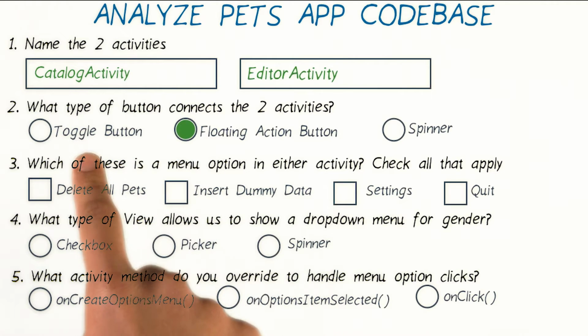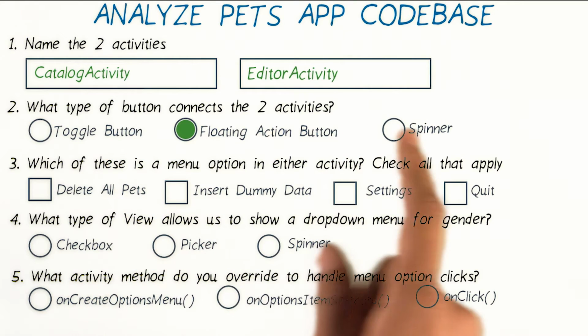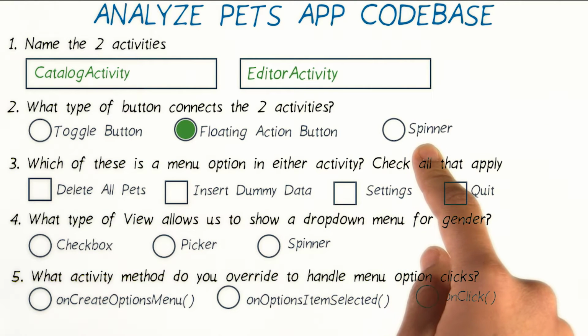So notice that the toggle button, if we looked it up in the documentation, is sort of like an on and off switch, whereas the spinner is similar to a drop-down menu.